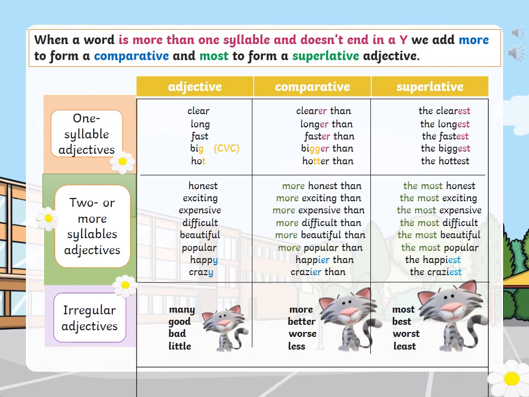Now, irregular adjectives are words such as many, good, bad, and little. The comparative adjective of many is more, and the superlative is most. The comparative of good is better, the superlative is best. The comparative adjective of bad is worse, and the superlative is worst. The comparative adjective of little is less, and the superlative is least.